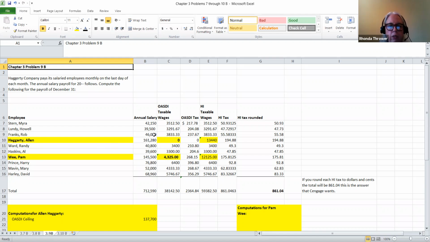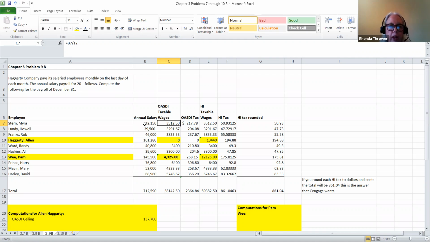All the other employees' annual salaries are below the ceiling. So they have to pay the 6.2% based on their wages for that period of time. Notice these are monthly wages. So the first thing you have to do is find the amount of the monthly wages that would be taxable for OASDI. We're looking at the OASDI taxable wages, and this is for the month because they're paid monthly.